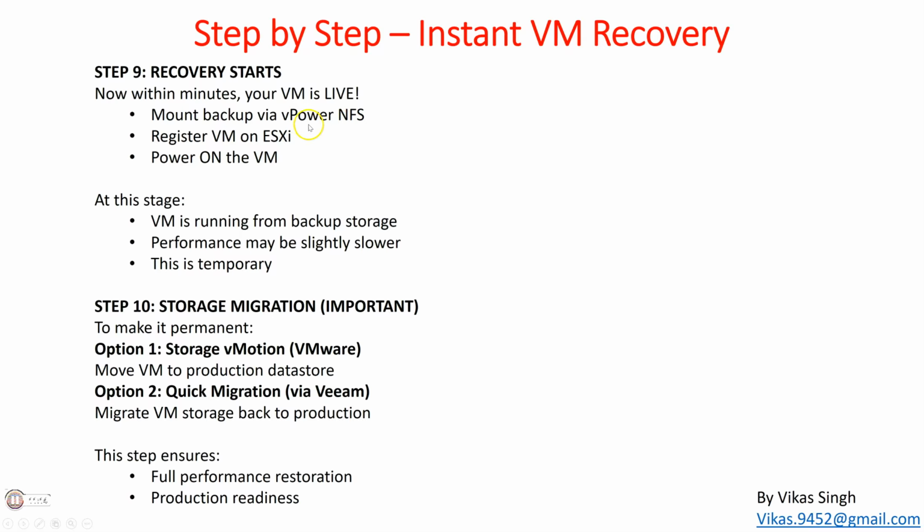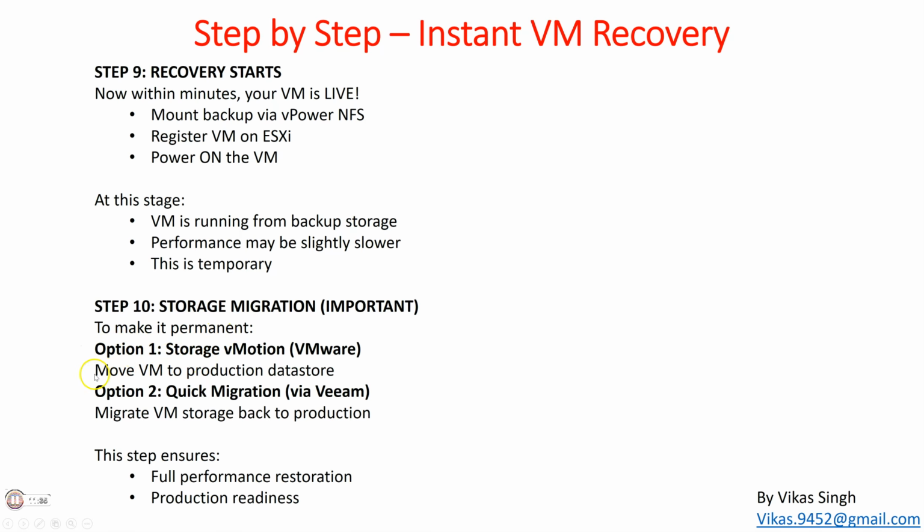Mount backup from vPower NFS, register virtual machine, and VM is powered on. So now you can see at this stage VM is running from backup storage, which I have shown you. Performance is slightly slower, and this is temporary. And now this is the final step which we need to perform, is storage migration. This is very important to make it permanent.